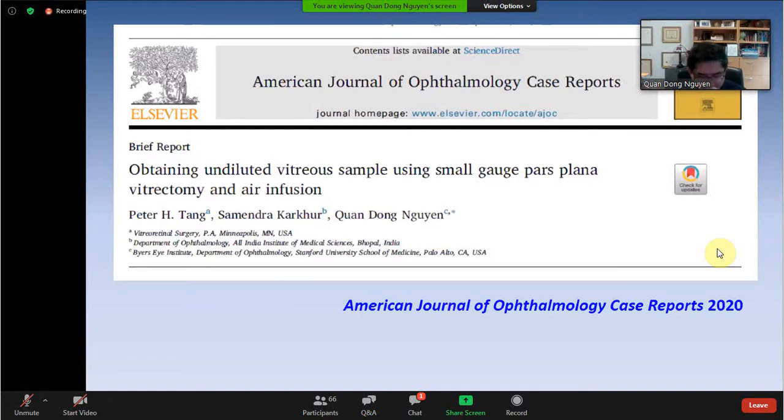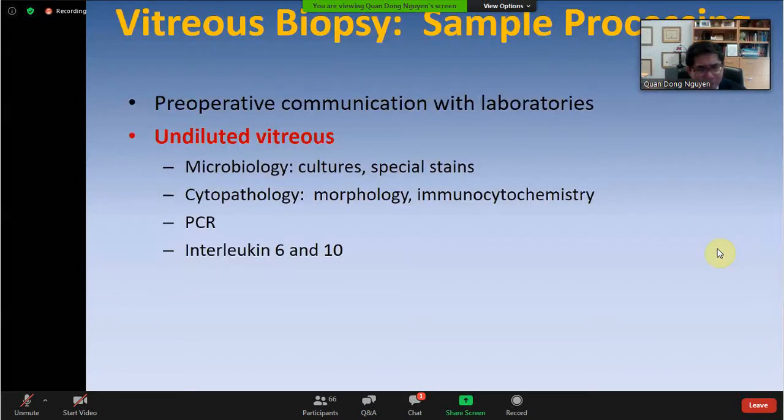And it just came out, so you can look at that and we describe exactly what settings we use and so on. The communication with the lab is very, very important. I cannot overemphasize that, because the undiluted vitreous needs to be sent to the various places to get the appropriate testing done.